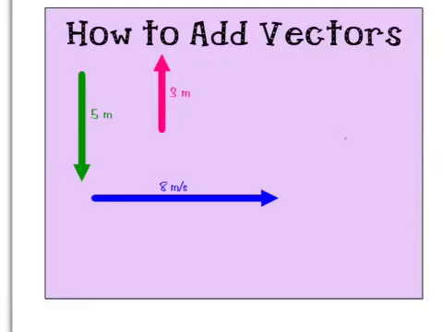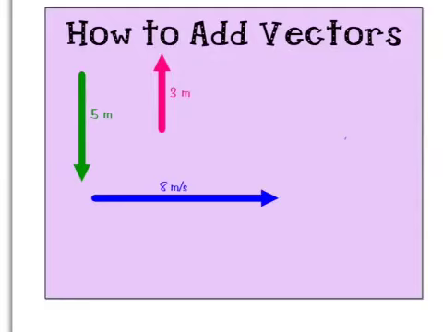What about the green and the pink vector? Could I just add those by simply adding 5 plus 3? If you answered no, you are correct again. You must pay attention to the direction of vectors as well as the magnitude when adding them. We'll learn in a few minutes how to add the green and the pink vectors.